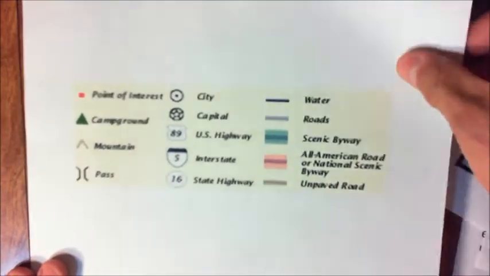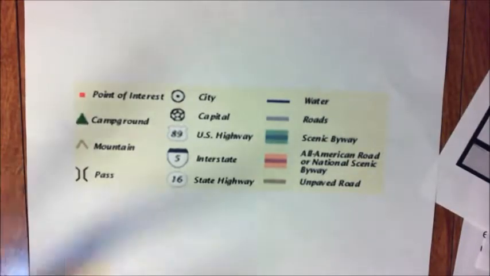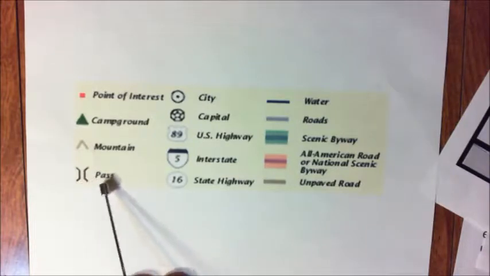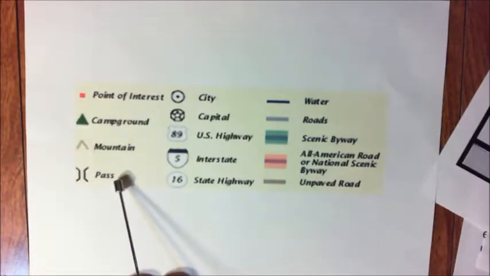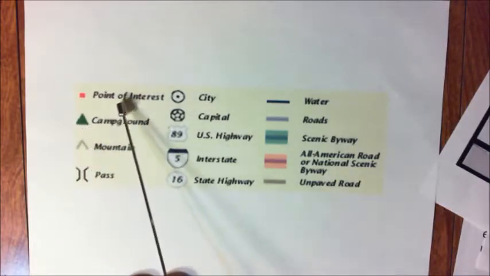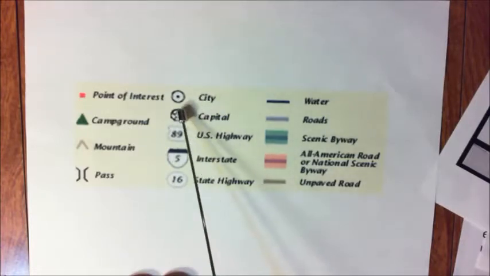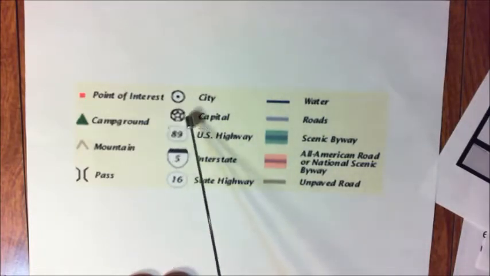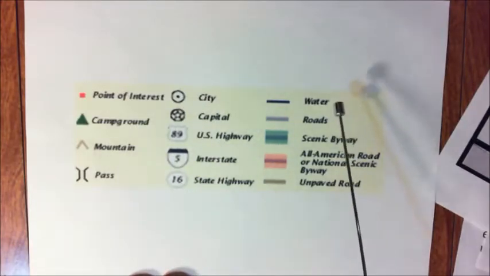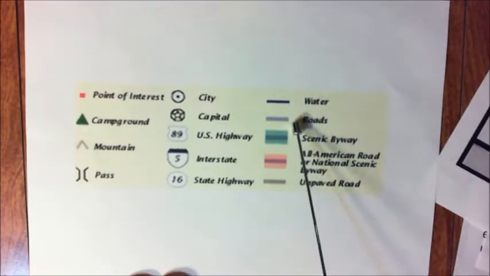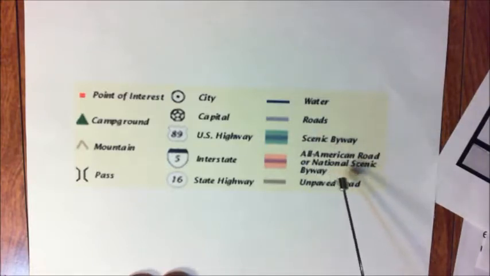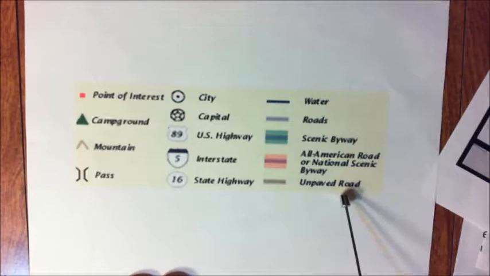And then this is the last one. Again, this is your bridge symbol, but we're calling it a pass. A pass through mountains, I suppose. That's a mountain, campground, point of interest, city, capital. I'm accustomed to the star on a map like that. Different types of highways. Water is blue, roads gray in this case. Scenic byway, all-American road or national scenic byway, and unpaved road.